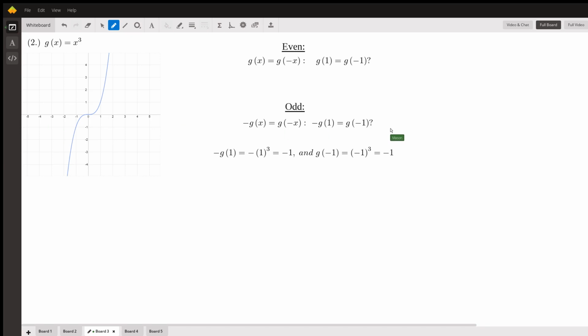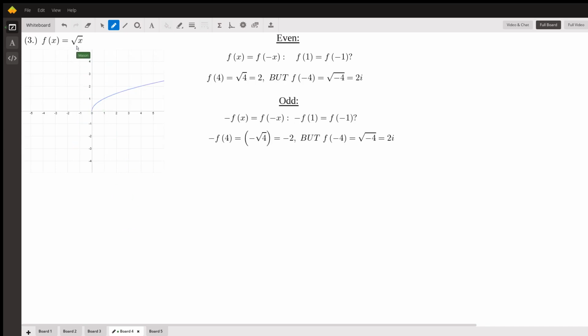And looking at the equation for odd functions, it states that negative g of x has to be equal to g of negative x. And again, we'll just go ahead and use 1 as our number for x here. Negative g of 1 will be equal to negative 1 cubed, which is equal to negative 1. And g of negative 1 is equal to parentheses negative 1 cubed, which is also equal to negative 1. So this is an odd function.